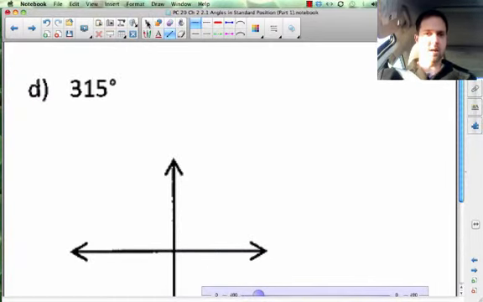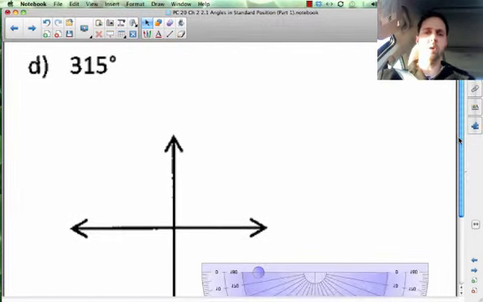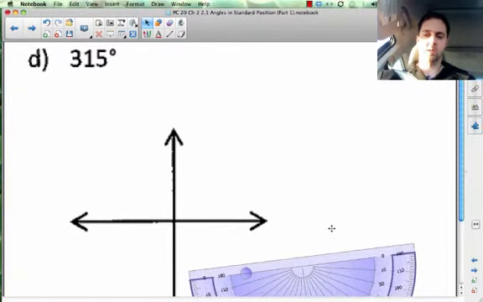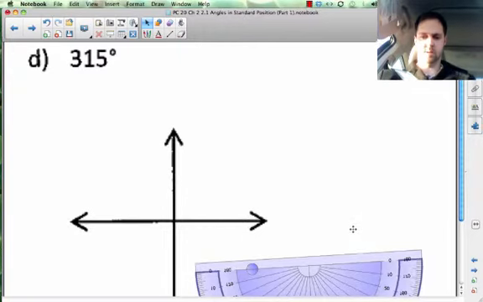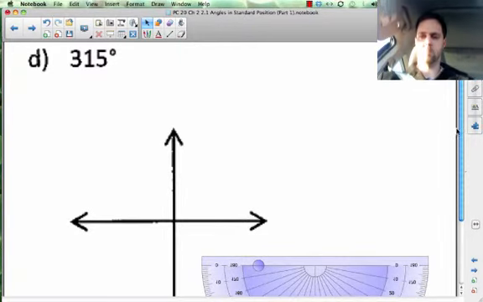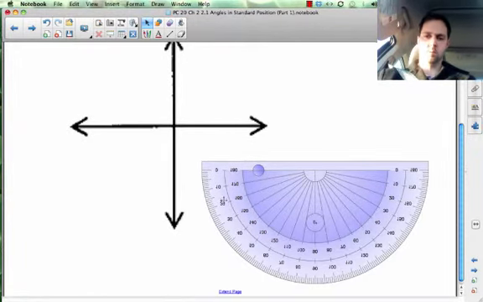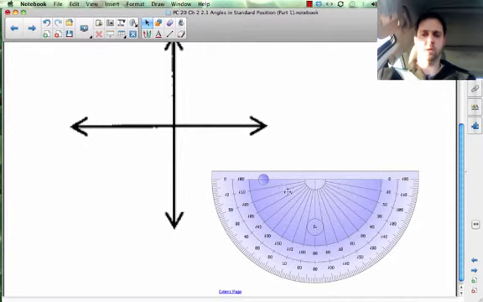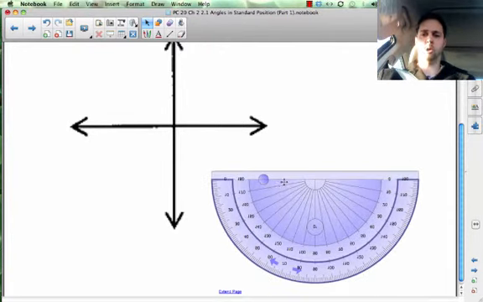Alright, so the angle 315 now. Again, this one is well past 180, so we're going to have to deal with a flipped protractor again, and hopefully not unwillingly rotating it, or shrinking and growing it. Come on, protractor.